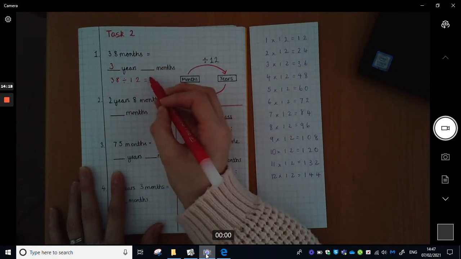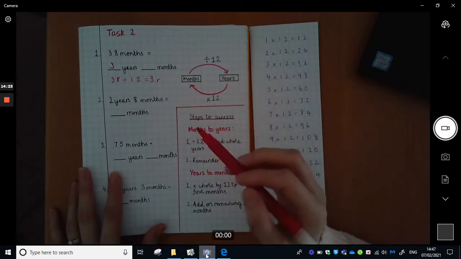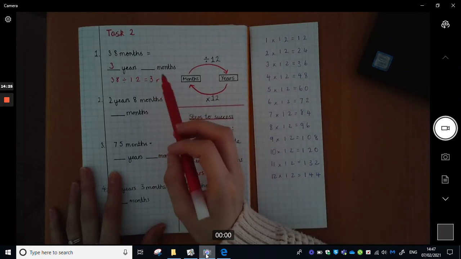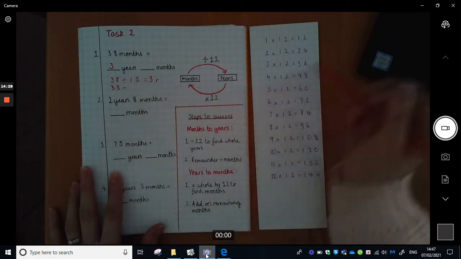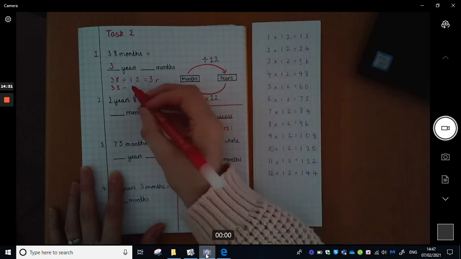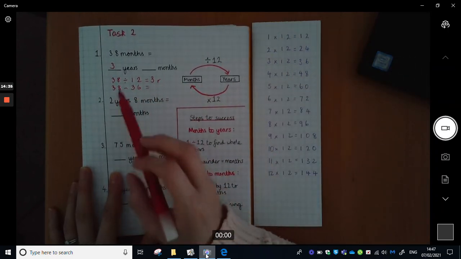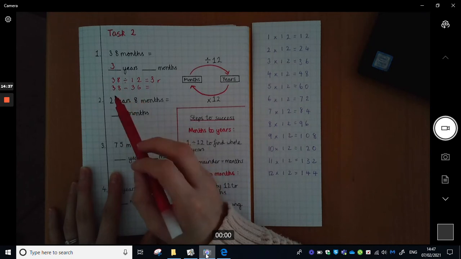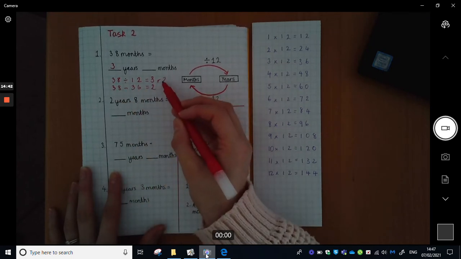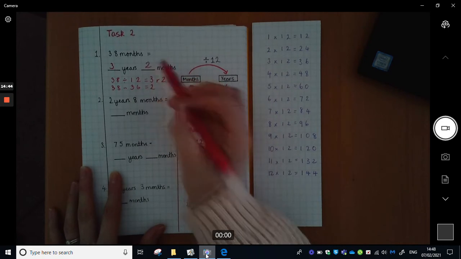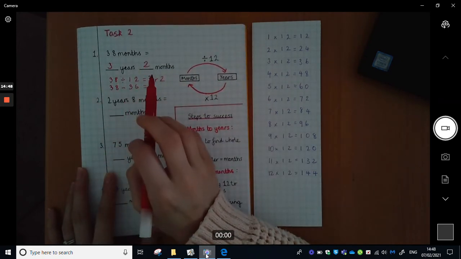38 divided by 12 is 3 remainder. So I know it didn't go in equally, so I need to find out what my remainder is to know how many months are left over. So 38 subtract 36 is equal to, hopefully you can do that in your head. Think about 8 take away 6 is 2. So there are 2 months left over. So 38 months is equal to 3 years and 2 months.